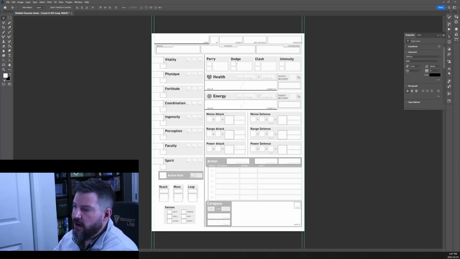Then we have parry, dodge, and clash. As I mentioned, these are opportunity actions. I'll cover them in the combat section. And then we have intensity. Intensity is the term that's used for calculating specific damage. So if you do 3d20 damage, then your intensity is 60, which is the maximum possible threshold for damage.